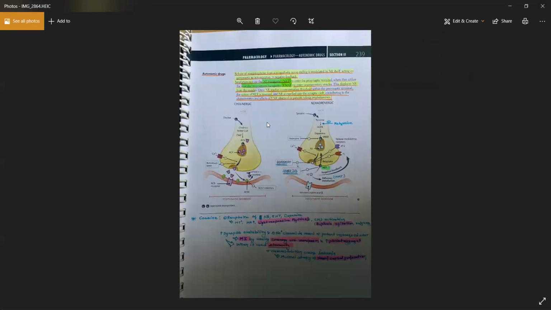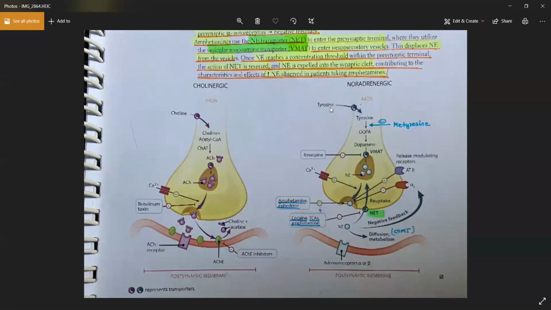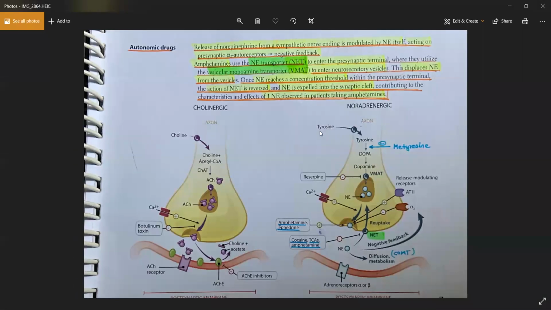autonomic drugs. So first we start with the formation, or synthesis, of norepinephrine, epinephrine, and acetylcholine. In the biochem section we have already discussed the formation of the.